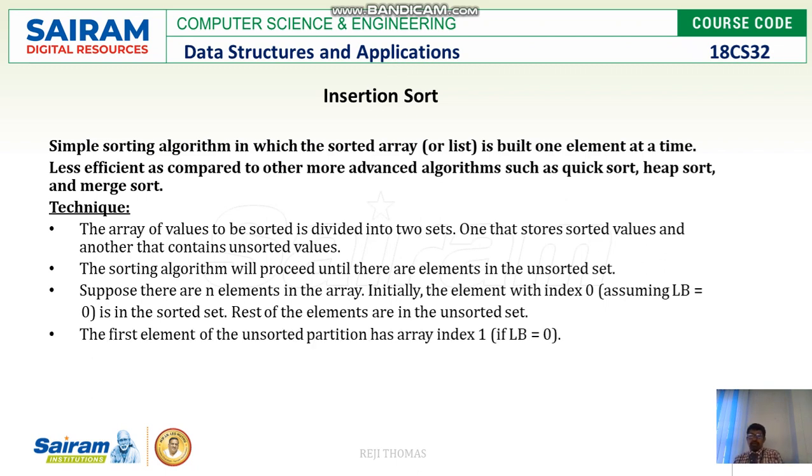The first element of the unsorted partition has an array index of 0. Please don't take it that sorted and unsorted have the same index value. Sorted has one index value and unsorted has another index value. When you see the next slide, you are going to get a better idea about this. So let us start.